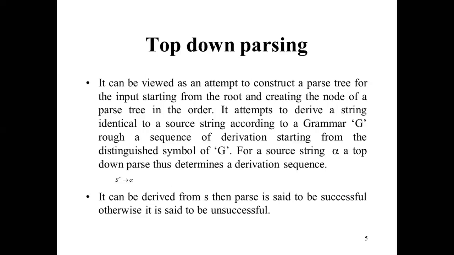So if we are able to derive alpha from the set S star, then we can say it is successful. Otherwise, if we are unable to derive these strings, and we cannot create the alpha string from S star, then we can say it is unsuccessful. So we will check whether alpha is a subset of S star or not. This is called the top down approach, in which we move from top to down.